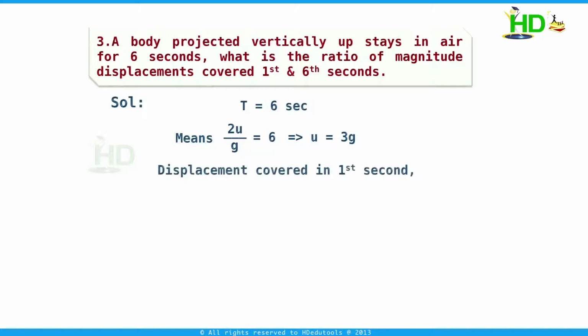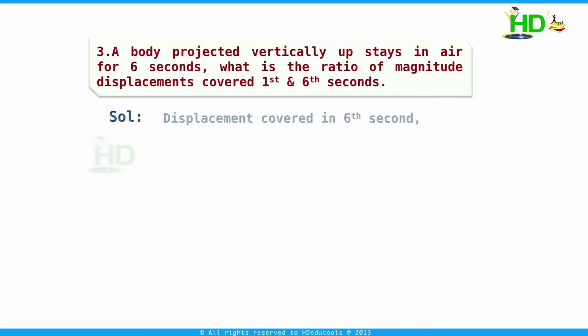The displacement covered in first second is, using the equation, Sn is equal to u minus g into n minus 1 by 2. Here n equivalent to 1. S1 is equal to u minus g by 2. And this is equal to 3g minus g by 2, or this is equal to 5 by 2g. And the displacement covered in 6th second.